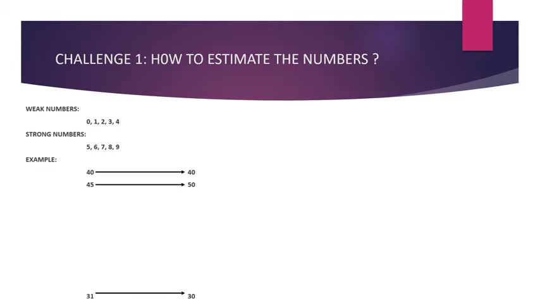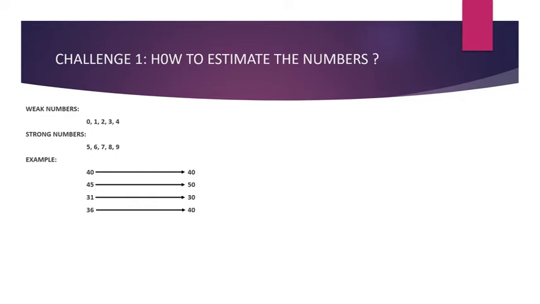Now the other example is 31. At the end of the 31 it is 1. So 1 is a weak number. That's why it doesn't change 3. And 3 will remain the same. And in the place of 1 you will put 0. So 31 after estimation will be 30. Okay students.